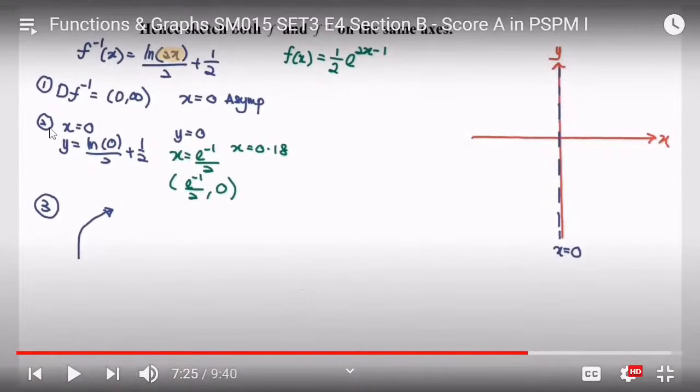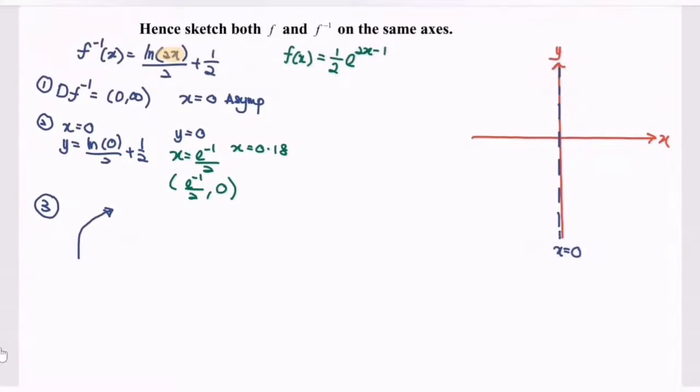Secondly, I will plot this point. Okay, plot this point. It is approximately at 0.18, so I plot it. Just an approximation. It does not exist. So focus on the x-intercept where we have e to the power negative 1 over 2, 0. So kindly approximate the situation where we have 0.18 for the value of x. So let's say the value of x is over here, where we will have the point e to the power negative 1 over 2, 0.